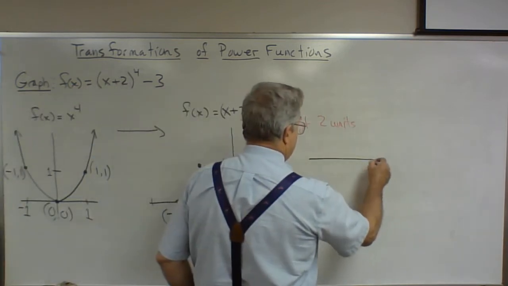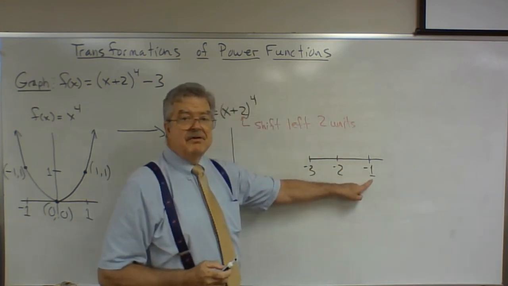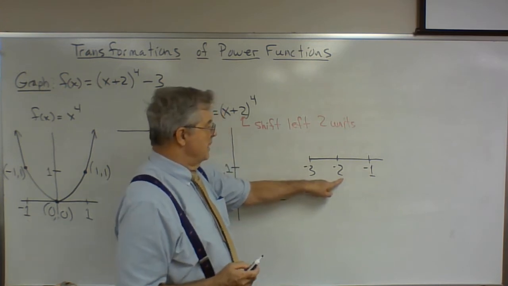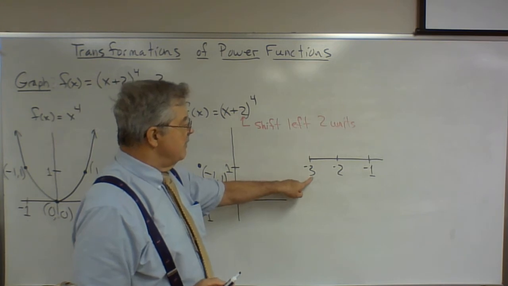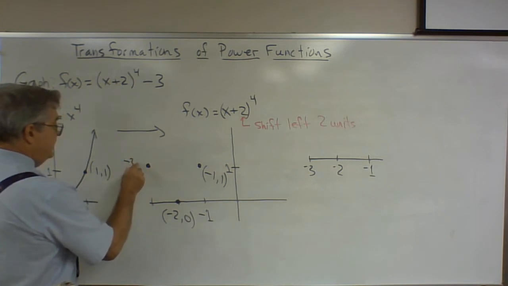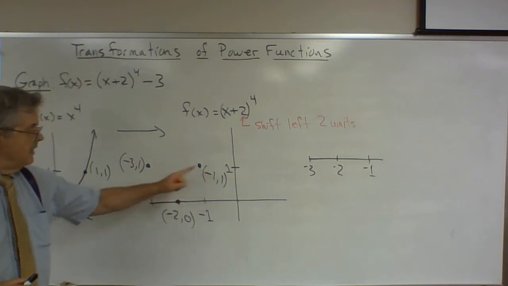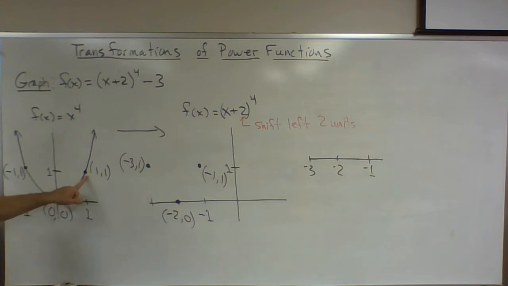Or look at it this way. On the x-axis, here's x equal -1. If we go to the left 2 units, we're going to go 1 unit to the left, 2 units to the left. That brings us to x equal -3. So (-3, 1) is going to be a point on our graph also. The point (-3, 1) corresponds to the point (-1, 1) on the original graph. The point (-2, 0) corresponds to the point (0, 0) on the original graph. The point (-1, 1) corresponds to the point (1, 1) on the original graph.